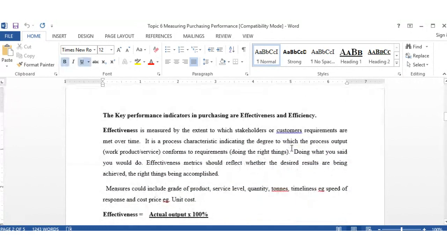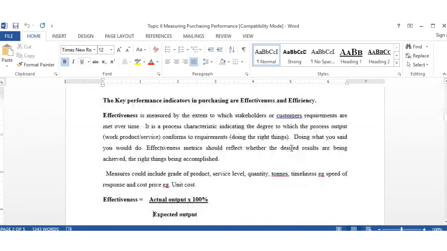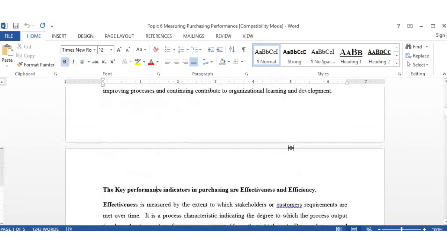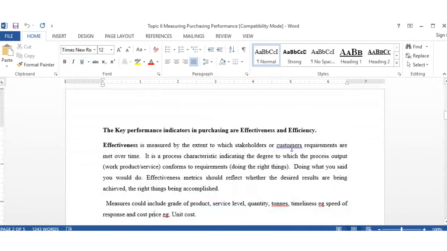Now, there are 2 key performance indicators. Key performance indicators are those aspects that we use to show whether a company is performing. We can call them the symptoms, what to look out for when you're checking whether an organization is actually performing. There are 2. Generally, overall, in performance, we always check your effectiveness.